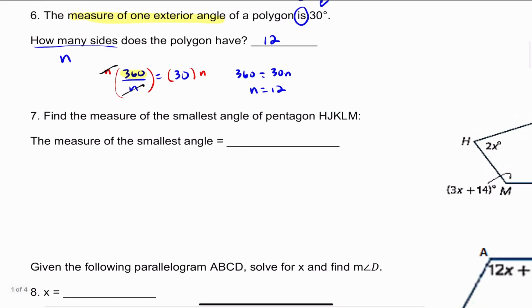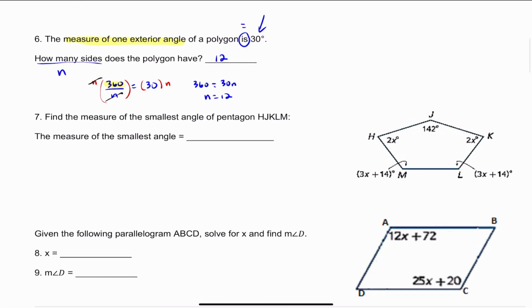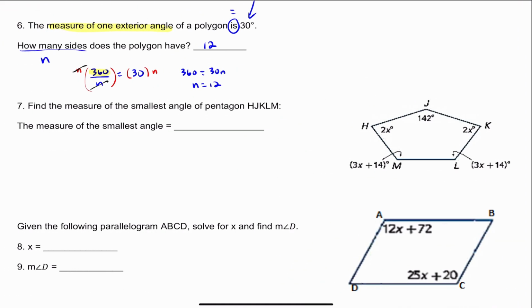Number 7, find the measure of the smallest angle of pentagon HJKLM. The measure of the smallest angle is something I need to go ahead and find. So let me take a look at this picture. Okay, this is a pentagon, and it has n equals 5 sides.